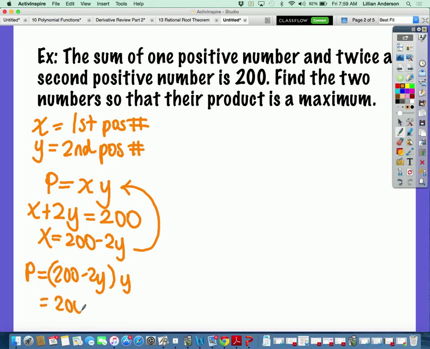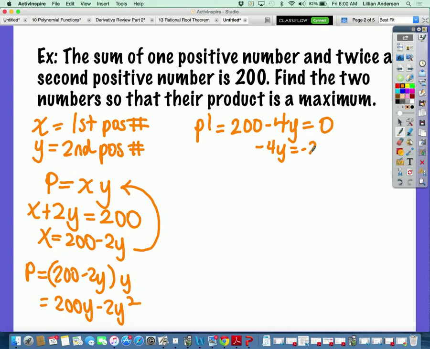So basically 200y minus 2y squared. This is the equation that I need to optimize so that I can find my values. I'm going to take the first derivative, which is 200 minus 4y, and set that equal to 0, because remember, a max or a min occurs when the derivative equals 0. So I subtract 200, divide by -4, and I get that y equals 50.